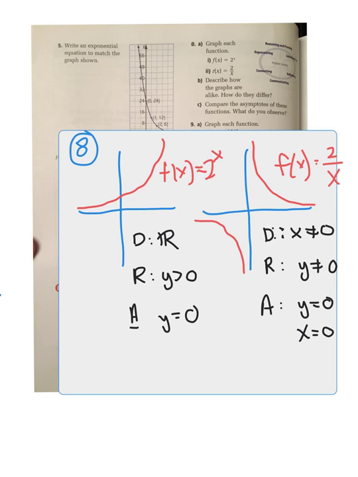So there's the asymptote for 2 to the power x, and this one has two asymptotes there and downwards at x equals 0. Now B says, describe how the graphs are alike, how they differ, compare the asymptotes of these functions, what do you observe? So there are similarities and there are differences.